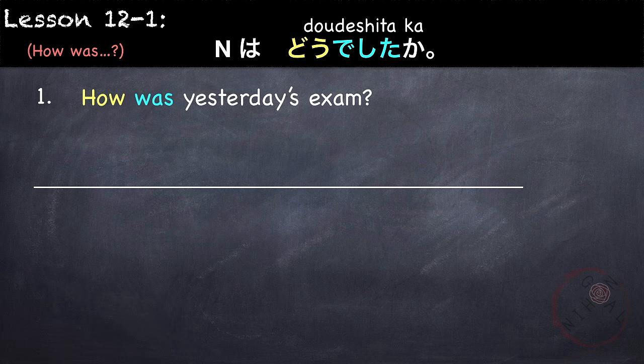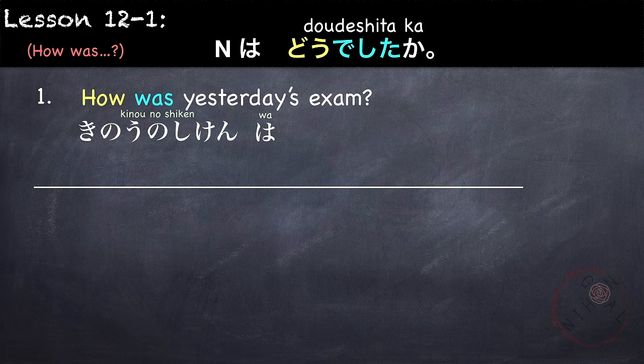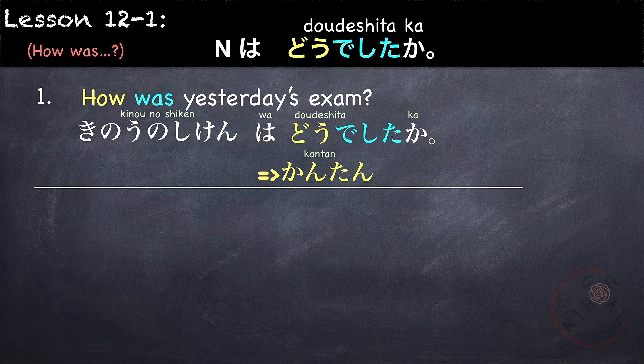For example, how was yesterday's exam? So we're talking about yesterday's exam and that's our topic. 昨日の試験は How was? どうでしたか? 昨日の試験はどうでしたか? If you want to say it was easy, 簡単でした.